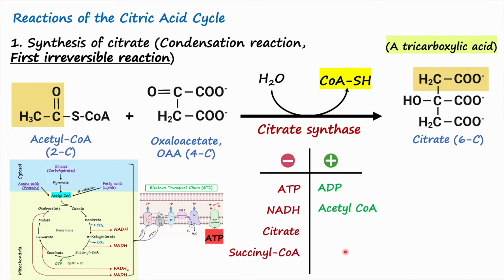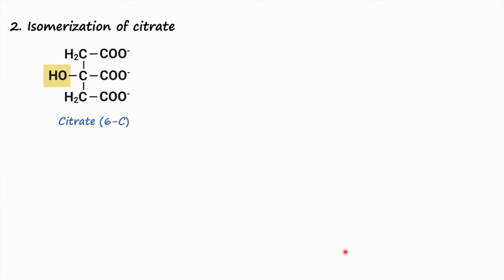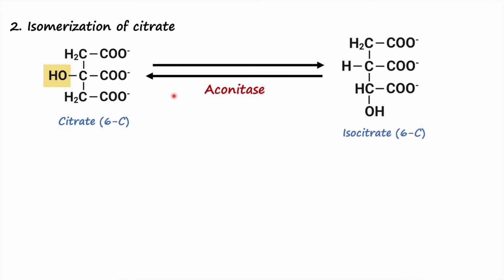Now second reaction of the citric acid cycle is the isomerization of citrate. So in this reaction, citrate is isomerized into isocitrate, and the reaction is catalyzed by the enzyme called aconitase. And remember that citrate and isocitrate are isomers, and isomers are basically compounds with the same number of carbon atoms but different chemical structure. So here you can see the number of carbon atoms is the same, that is 6 carbon atoms, but the location of the hydroxyl group is different in citrate and isocitrate.